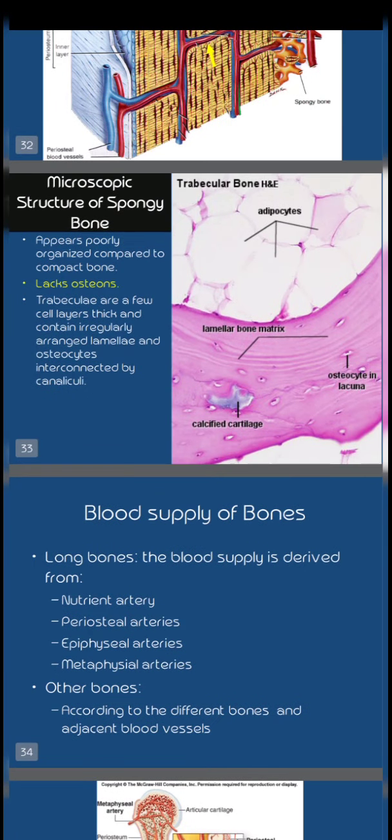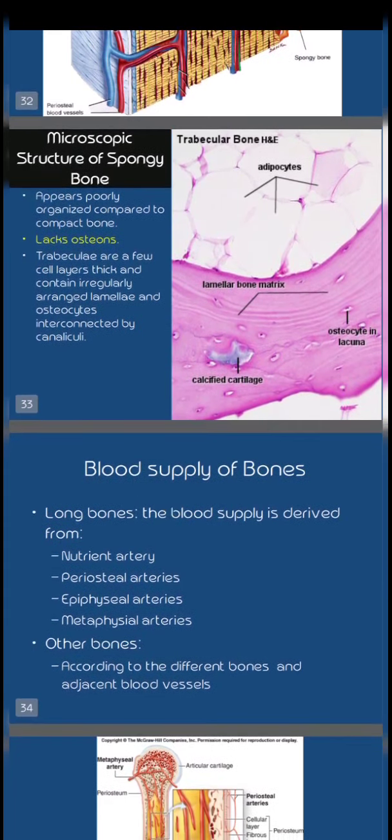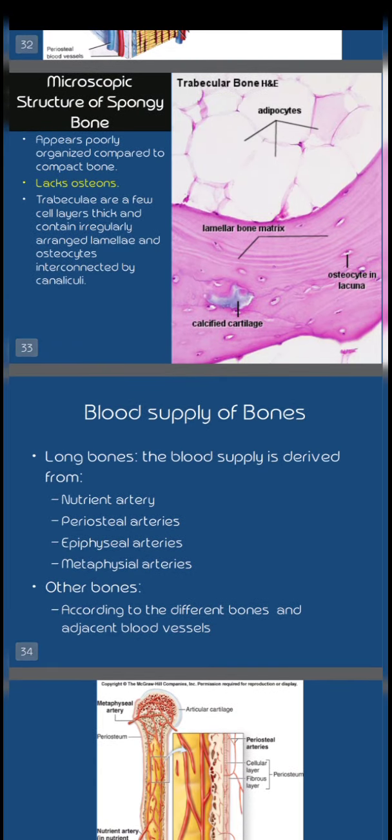If we look at the microscopic structure of spongy bone, we've looked at it earlier. It appears poorly organized as compared to compact bone. It lacks the osteons and lamella. Trabeculae are few, with open spaces, and are a few cell layers thick. They contain irregularly arranged lamellae and osteocytes interconnected by canaliculi. Canaliculi are small channels through which the blood vessels, etc. are present.